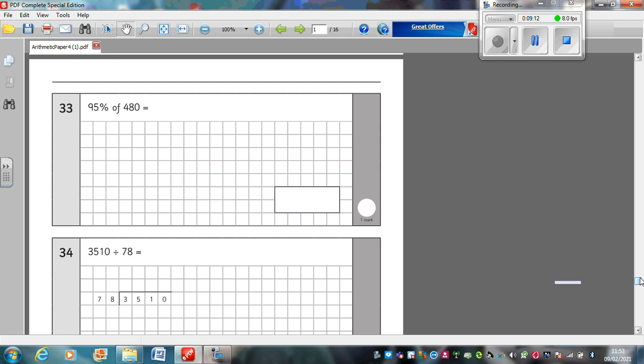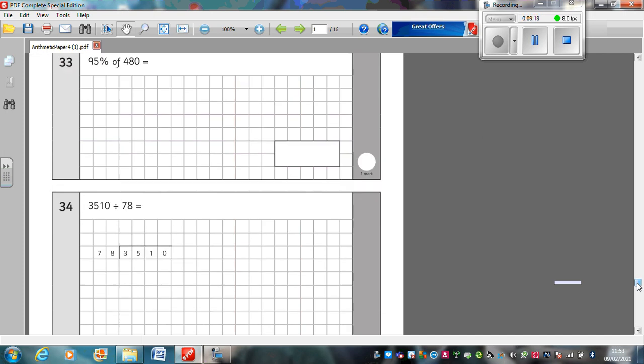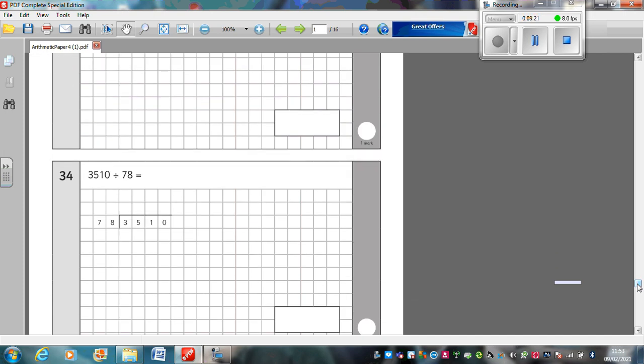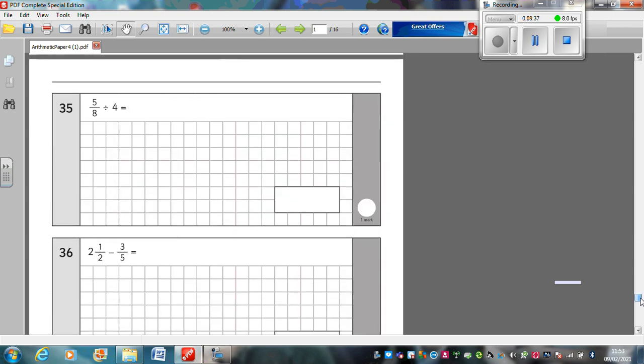Question 34. 3,510 divided by 78. Going to need to take a little bit of time to write your 78 times table. But once again, I wouldn't go further than about 5 lots of 78. And of course, you don't really need to know your times table. You just add them together. 78, add 78, add 78, add 78. Before you know it, you'll have answered the question.